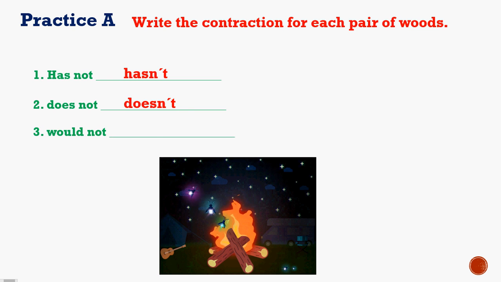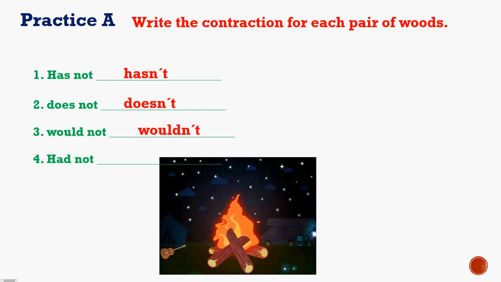Okay, number 3. Remember, la coma in the air, nosotros le decimos apostrophe. Repeat with me, apostrophe. Number 3 is would not. The answer is wouldn't. Repeat with me, wouldn't. Good job. Number 4, had not. The answer is, good job, repeat with me, hadn't.